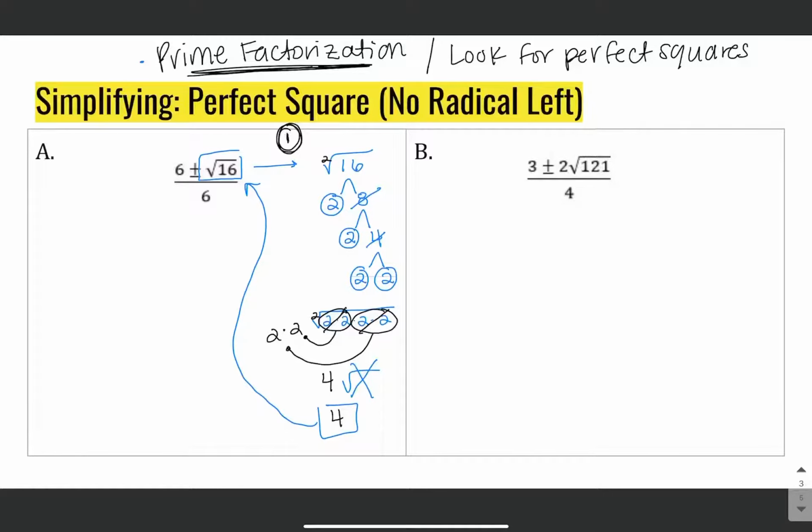So again, first step is done. And now we want to rewrite it. So 6 plus or minus, and we have 4 divided by 6. So now we just need to rewrite.